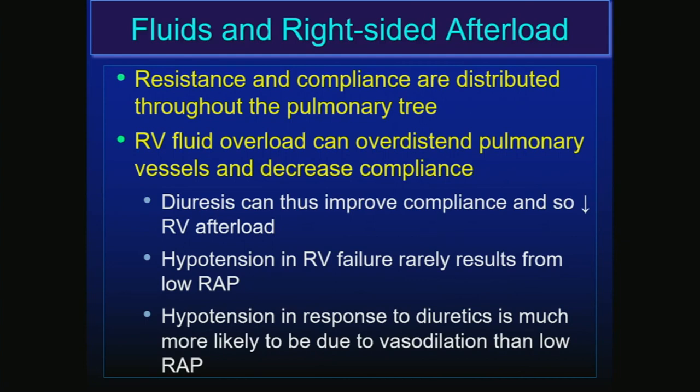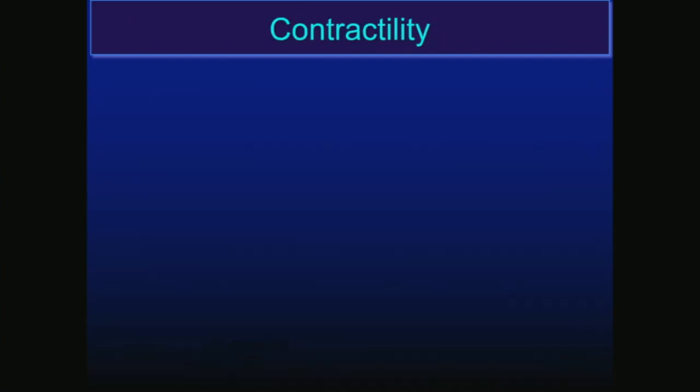So in GI bleed, go ahead and give fluid. But in right ventricular failure, think long and hard before. If the fluid didn't work fast, you want to give 250 cc's and see what happens, that's okay. But after that, you really ought to think about whether fluid is the right thing to be given.